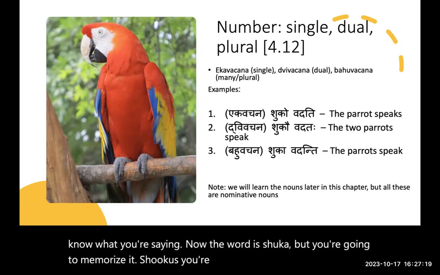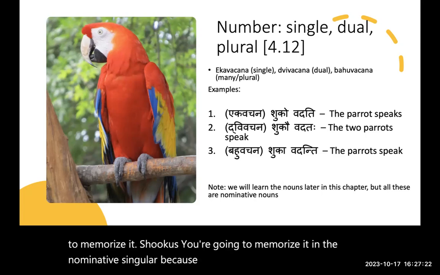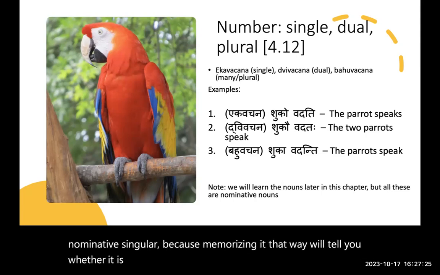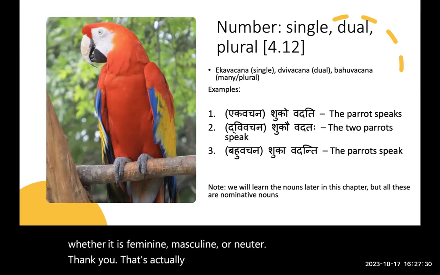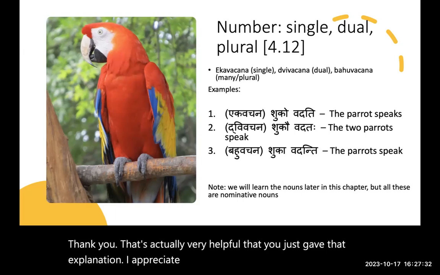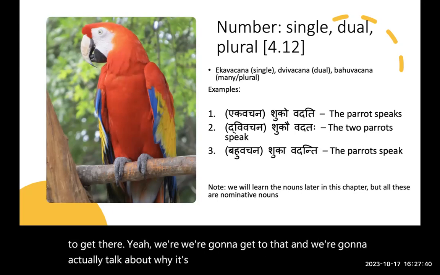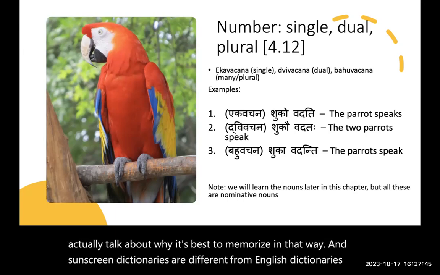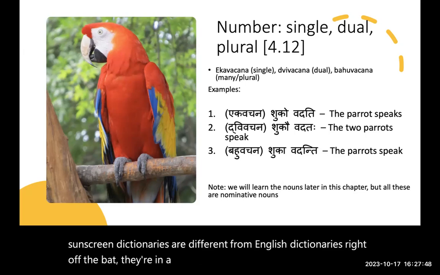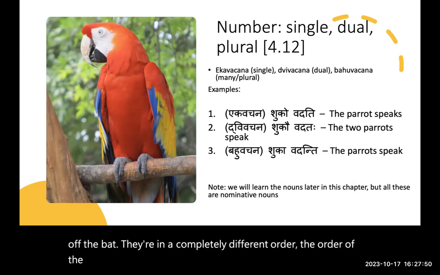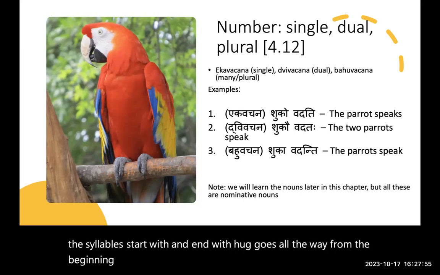You're going to memorize it in the nominative singular, because memorizing it that way will tell you whether it is feminine, masculine, or neuter. Thank you. That's actually very helpful that you gave that explanation. I appreciate it. Sorry if it took me a roundabout way to get there. Yeah, we're going to get to that, and we're going to talk about why it's best to memorize in that way. Sanskrit dictionaries are different from English dictionaries. Right off the bat, they're in a completely different order. The order of the syllables starts with a and ends with ha. It goes all the way from the beginning to the end of the Sanskrit alphabet.